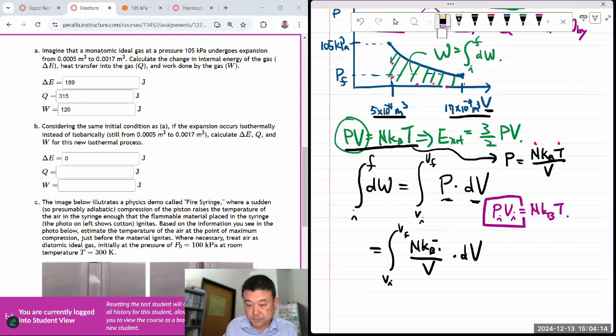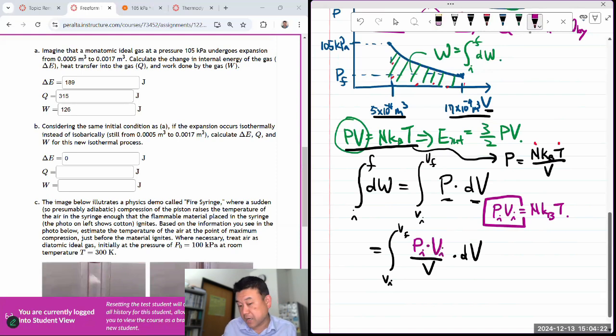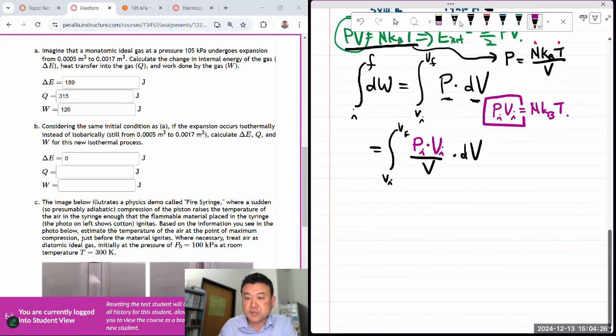So if I do that substitution here, then the numerator simply becomes initial pressure, which I have, times the initial volume, which I have. So let's do the integral. Let me factor out the stuff that factors out of the integral. Pi times Vi. The integral of 1 over V is the natural log of V. It's one of the integral formulas you used to have memorized.